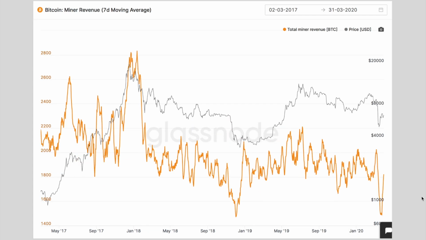But the fact that we're seeing a decline in the amount of time that it takes to mine a block means that miner revenue is going up. The blockchain is becoming more efficient. So this is actually a good thing for miners, because we're seeing profitability in terms of miner revenue. That's a very good sign.